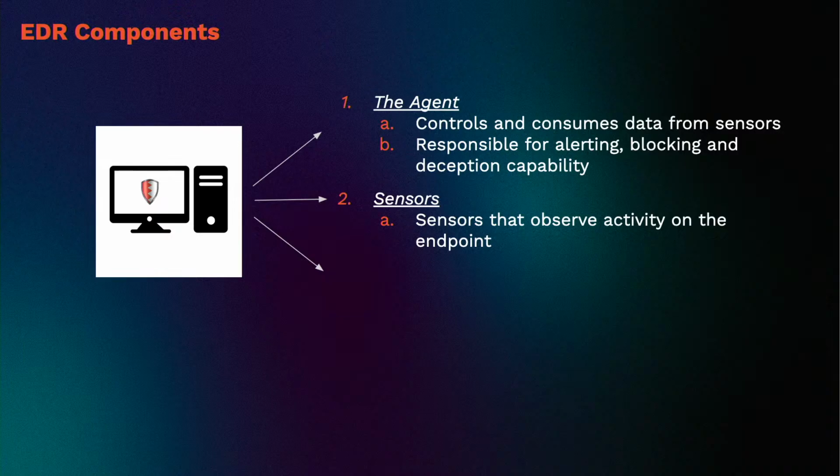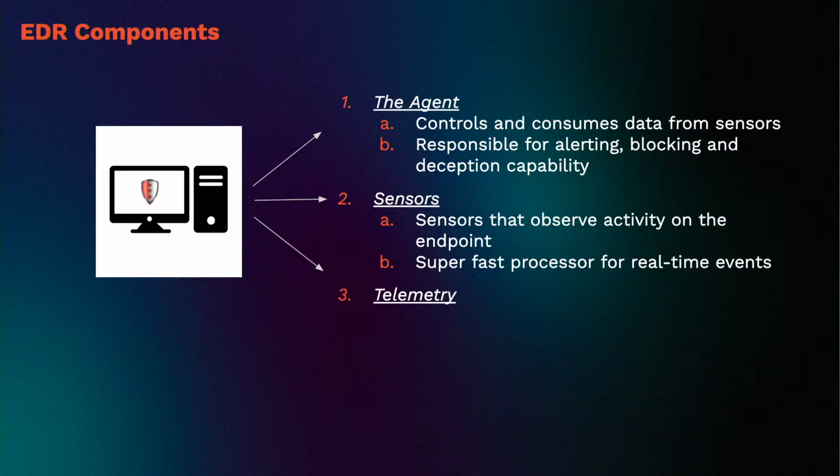So I hope you're beginning to get the gist of it, right? So the agent is what we install on the endpoint. There's a sensor component as part of the agent as well. It's sensing activity. It's a super fast processor. And then the agent has got inbuilt logic that is using that activity to see what is malicious and non-malicious in that sense. And then ultimately, we get the telemetry itself.